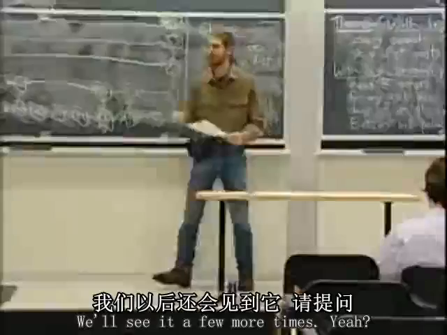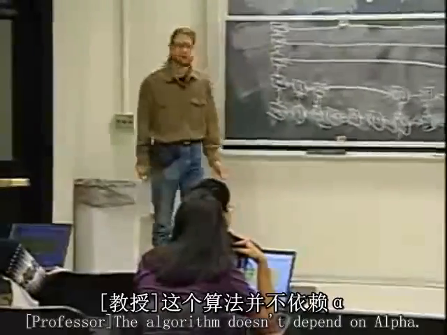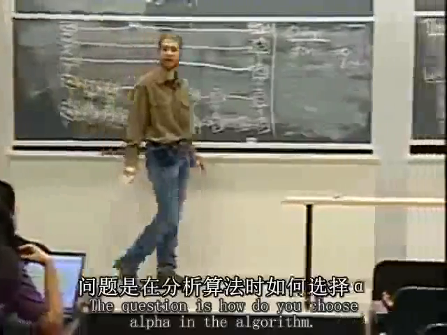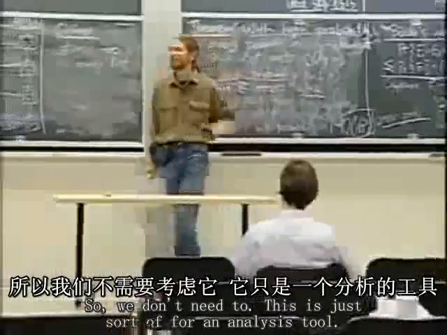We'll see it a few more times. Yeah? When you implement the algorithm, how do you choose alpha? Like, how do you adjust the constant? The algorithm doesn't depend on alpha. The question was, how do you choose alpha in the algorithm? So we don't need to. This is just sort of for an analysis tool.